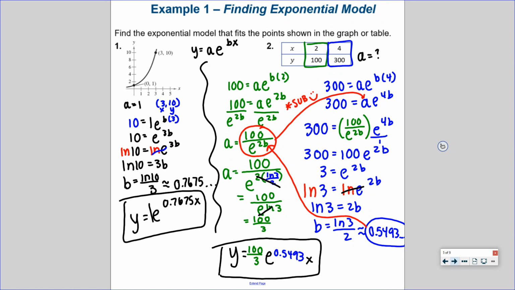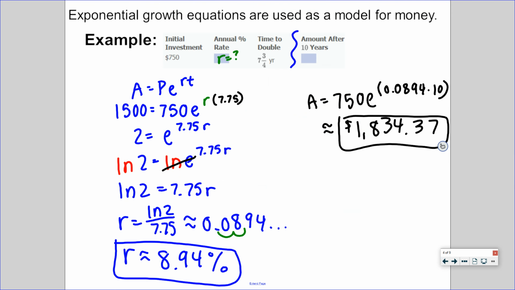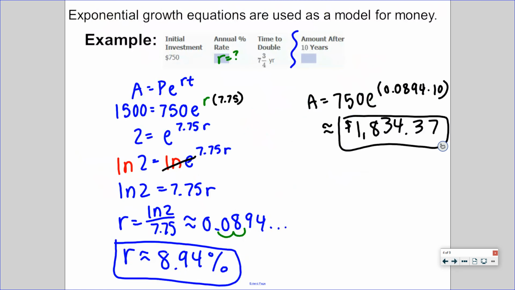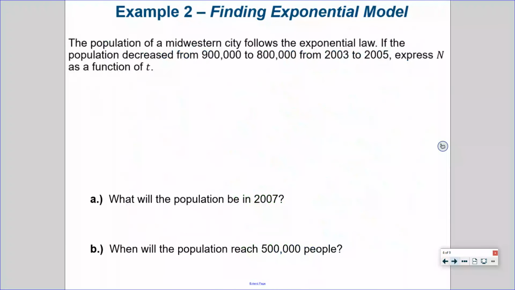This one's fun too. Let's talk about population. Now, I mentioned that often used in population is this logistic growth model. This one says it follows the exponential law. So it's just our classic exponential growth. And again, I'll give you guys this formula.